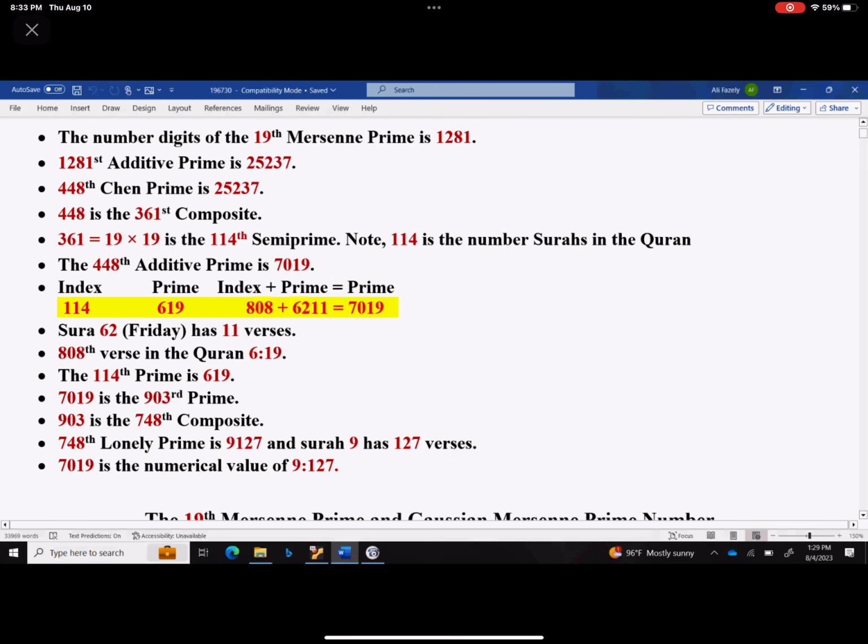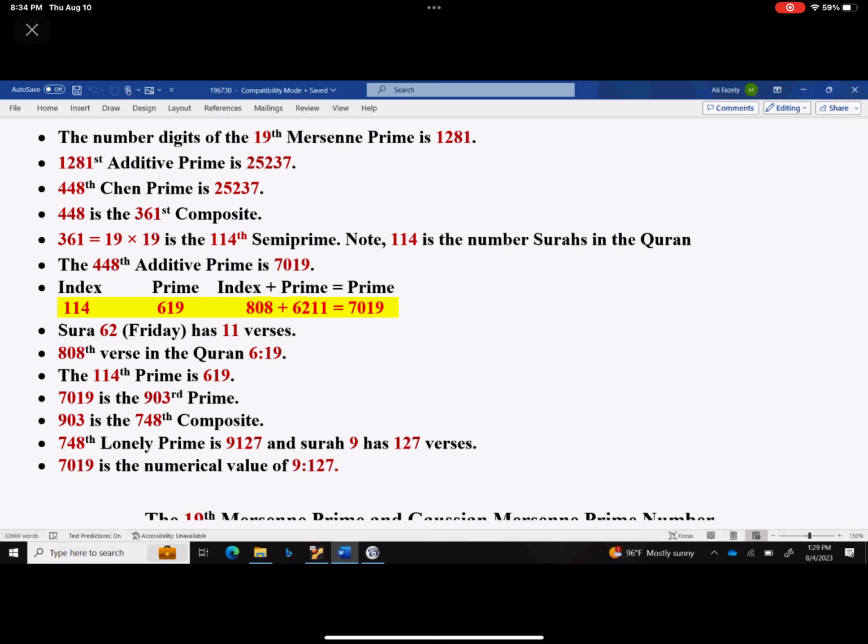Now, this also happens to be a Chen prime, and its index in the Chen prime domain is 448. But 448 happens to be the 361st composite, and 361 is equal to 19 times 19, which happens to be the 114th semi-prime. Note 114 is the number of surahs in the Quran.